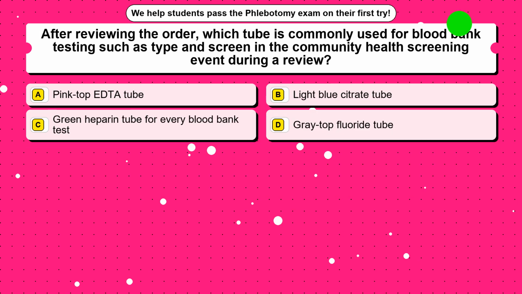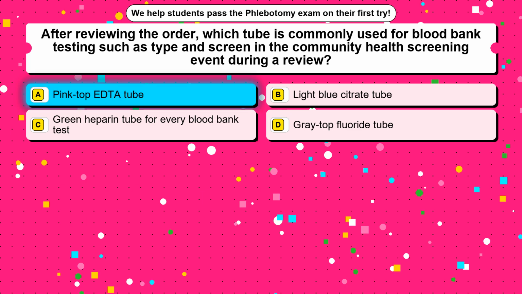Question 57. After reviewing the order, which tube is commonly used for blood bank testing such as type and screen in the community health screening event during a review? Option A, pink top EDTA tube. Option B, light blue citrate tube. Option C, green heparin tube for every blood bank test. Option D, gray top fluoride tube. The correct answer is option A.